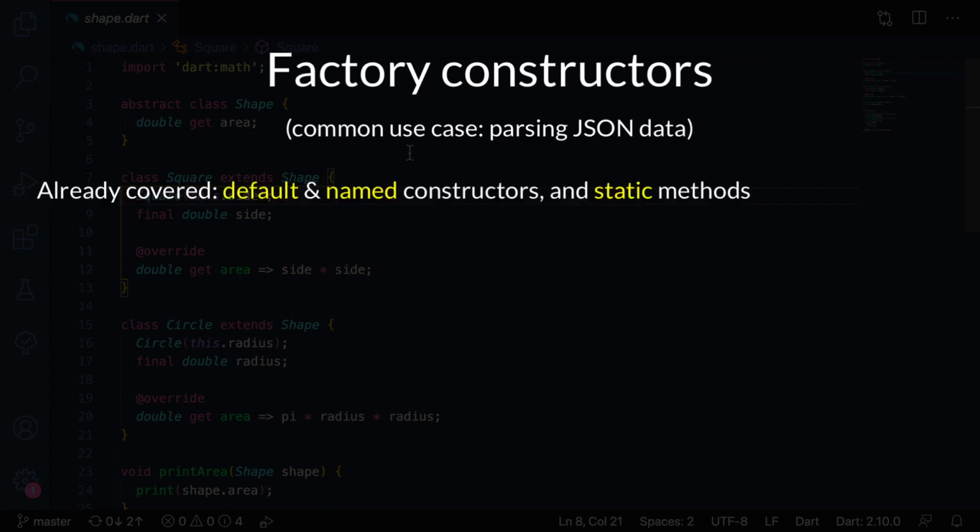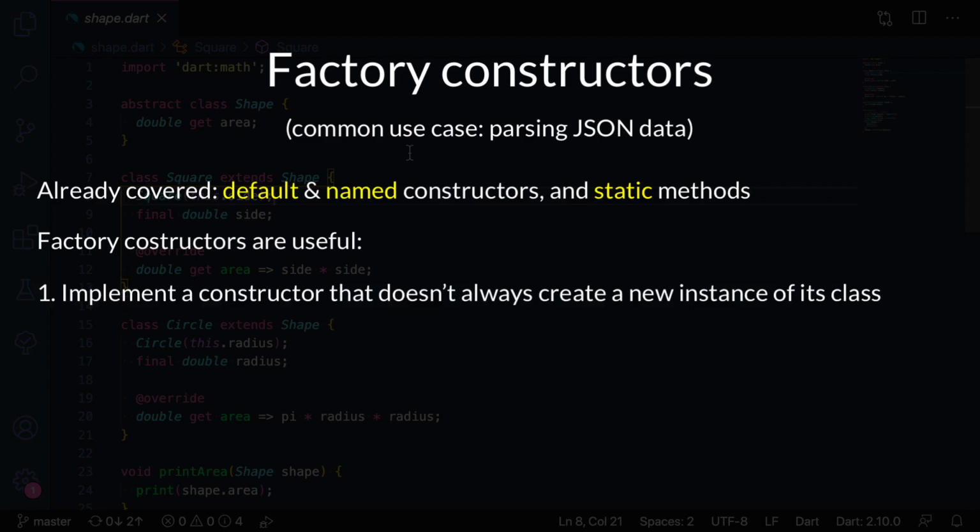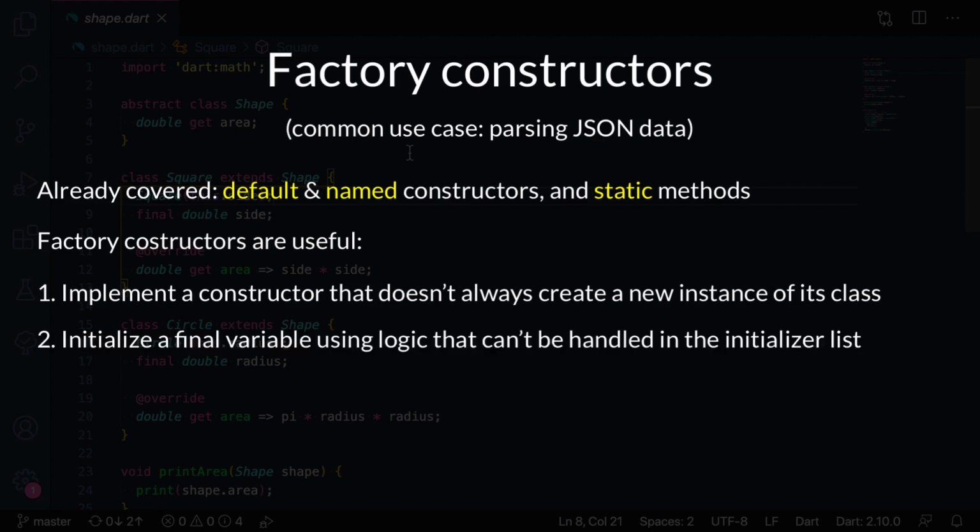As a reminder, in the previous section we have already talked about default and named constructors as well as static methods. So let's see what factory constructors are and how they are different. Factory constructors are useful in two kinds of scenarios. One, when we need to implement a constructor that doesn't always create a new instance of its class. And two, when we need to initialize a final variable using logic that can't be handled in the initializer list.